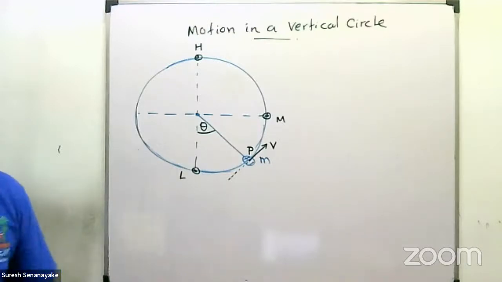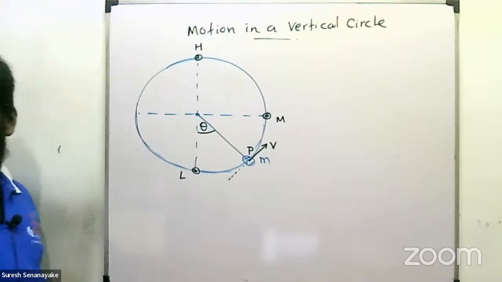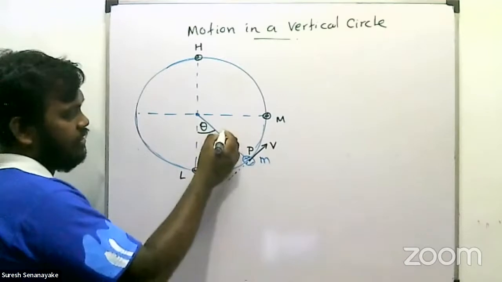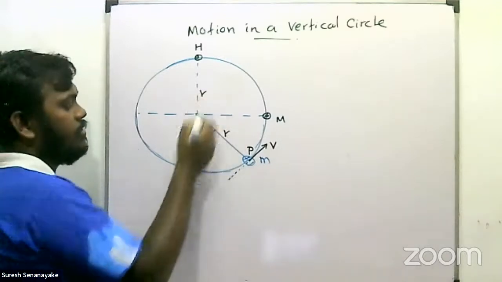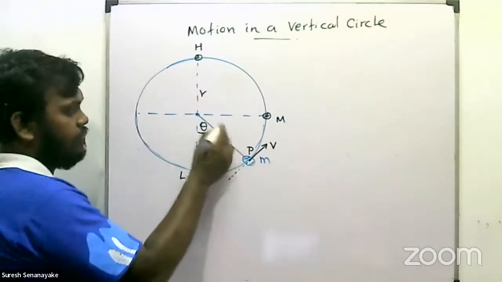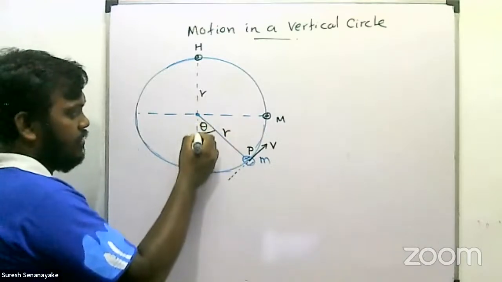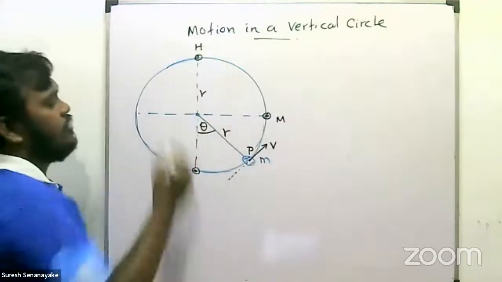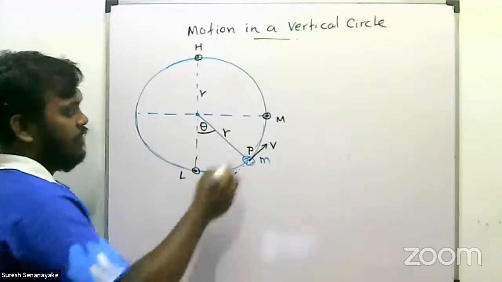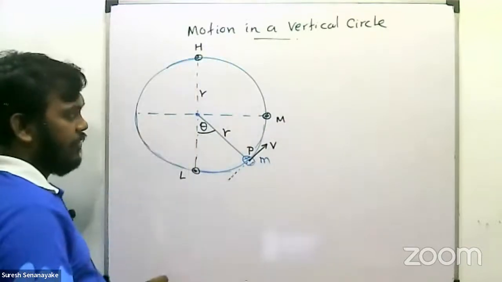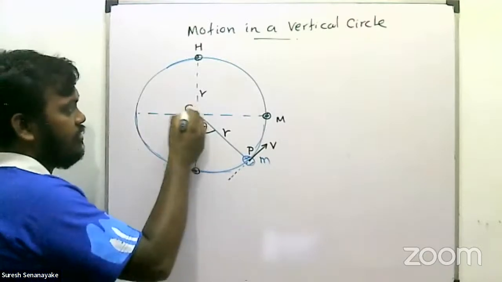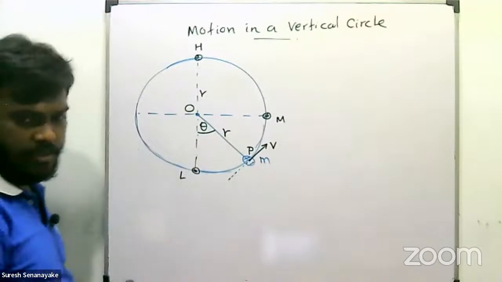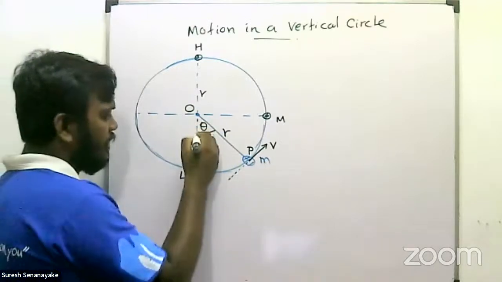Okay, then we can draw this first. Here, this is the circle of radius r. R means the length of this string, that's r, the radius. This lowest position is L, M is the middle position and H is the highest position, right? The velocities corresponding to these points we can find. The point P I'm considering makes angle theta with the vertical, right?